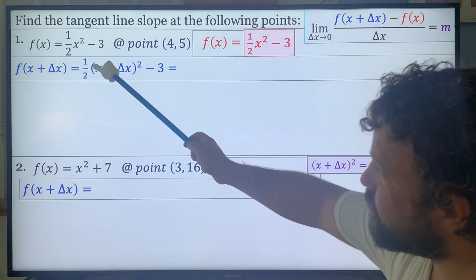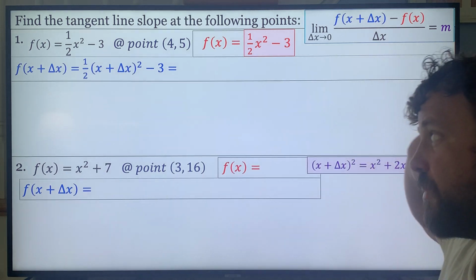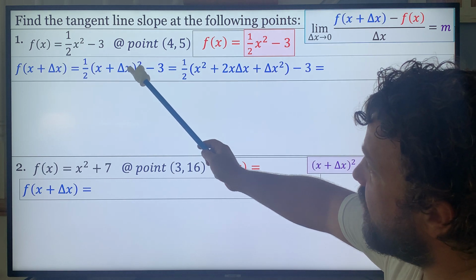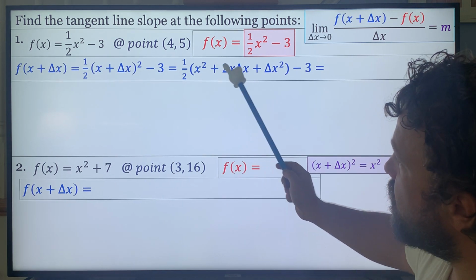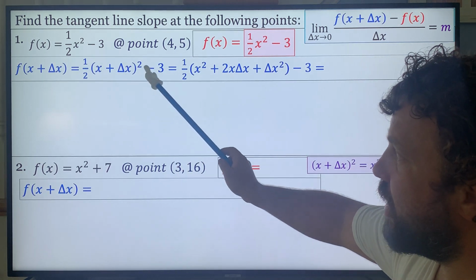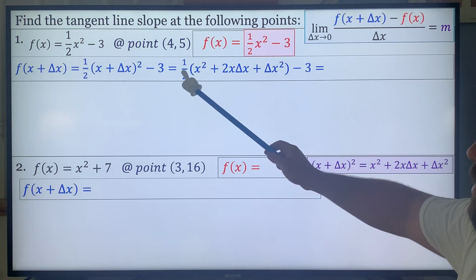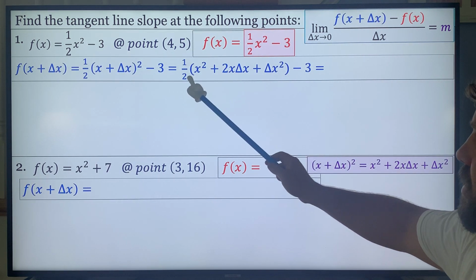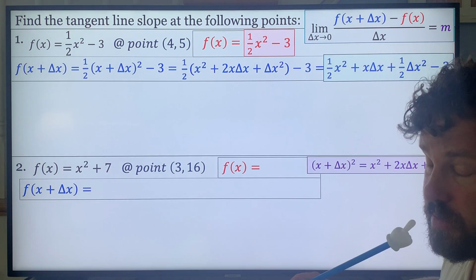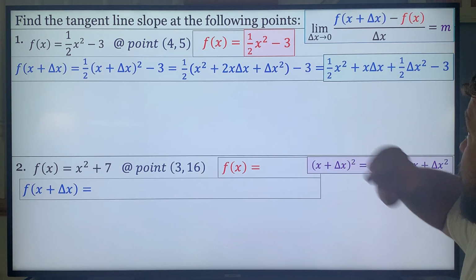So it's 1/2 times x plus delta x, remember I just replaced the x, squared. Now you have to square that middle part, and when you square something, you FOIL it. It's x plus delta x times x plus delta x, which is x squared plus 2x delta x plus delta x squared. Now you multiply by 1/2. Remember you have to do the exponent before the multiplication. Then there's a subtraction of 3 at the end. So I distribute the 1/2 to each of these three terms: 1/2 x squared plus x delta x plus 1/2 delta x squared. And don't forget your minus 3 at the end. A lot of people sometimes forget that little minus 3.